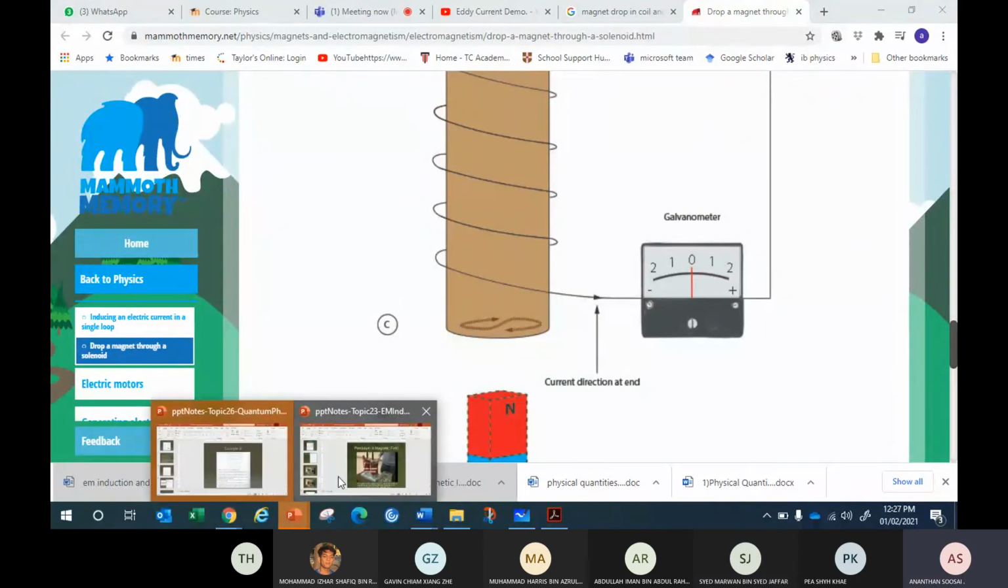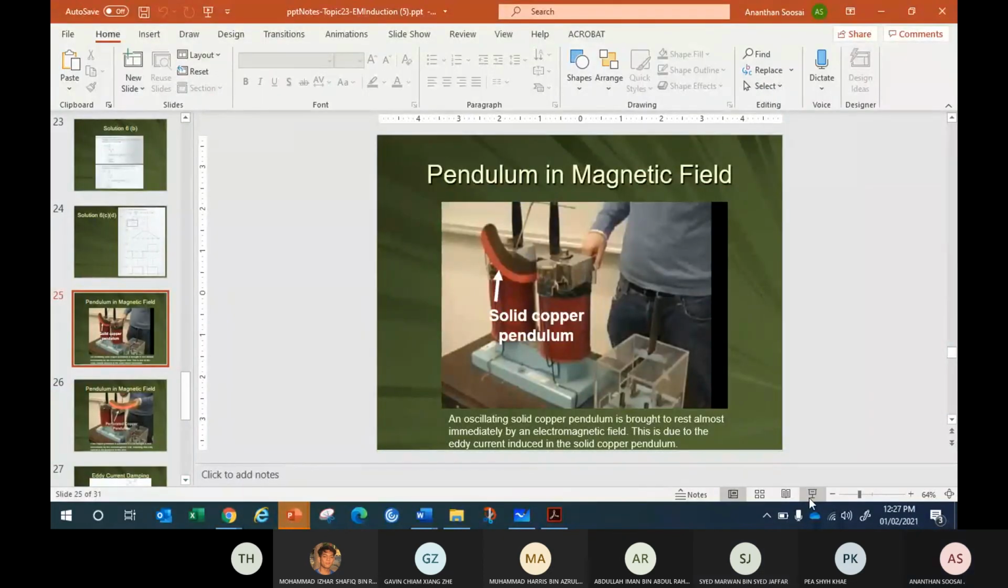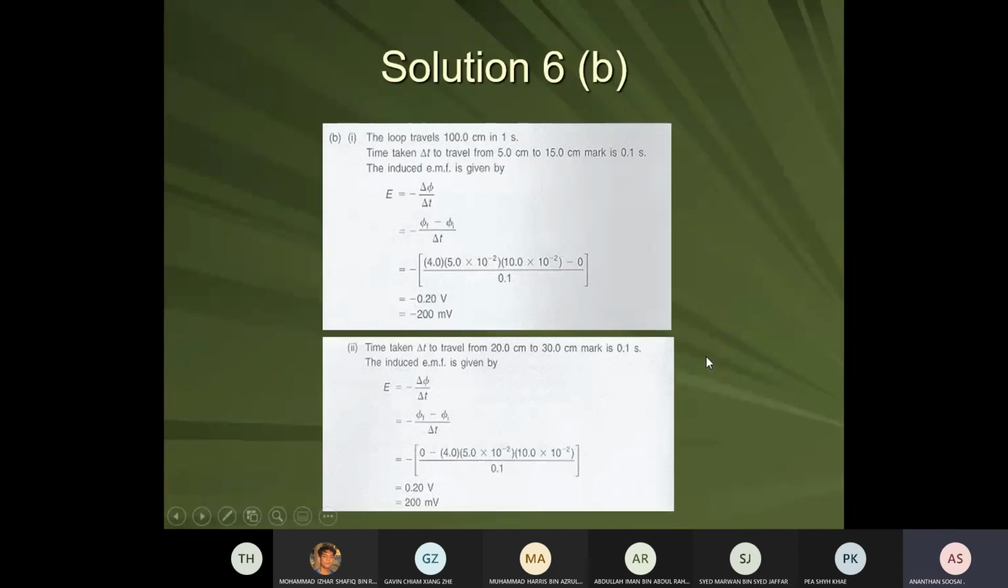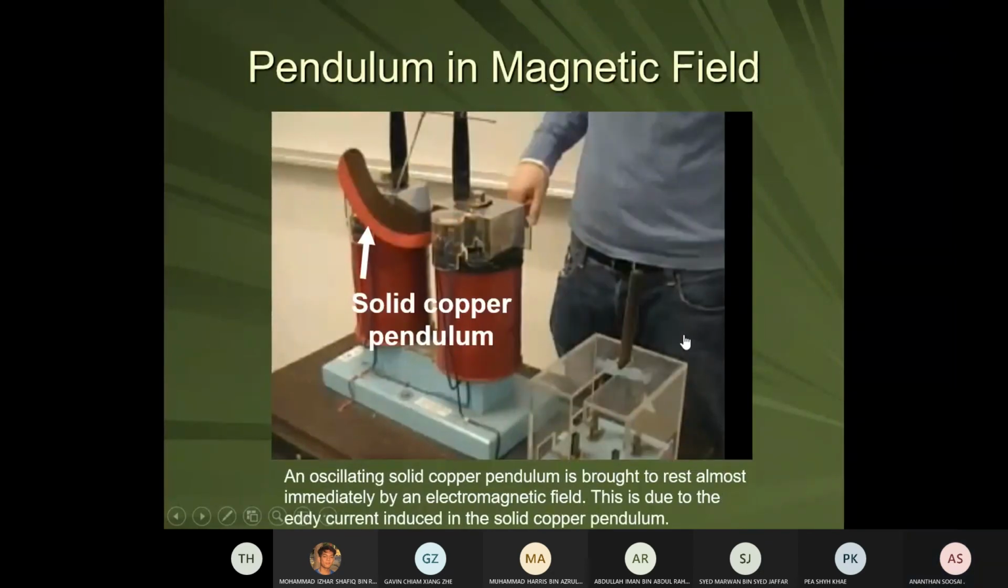Okay, so we go to the last part. The last part we're going to talk about is eddy current. You see, a solid copper pendulum oscillating in a magnetic field is brought to rest almost immediately by an electromagnetic field. This is due to the eddy current induced in the solid copper pendulum.